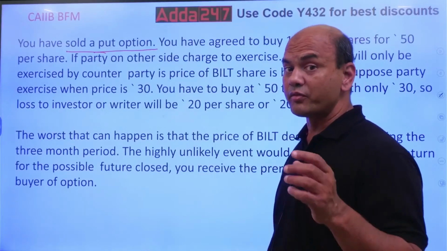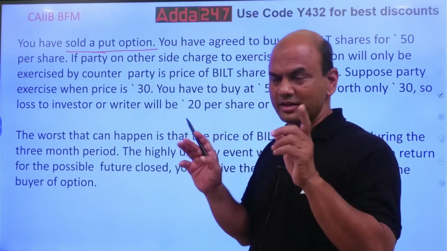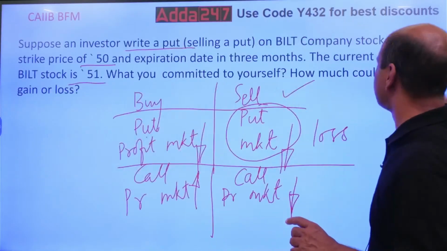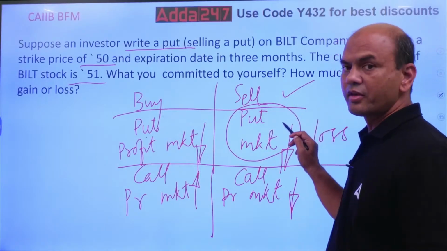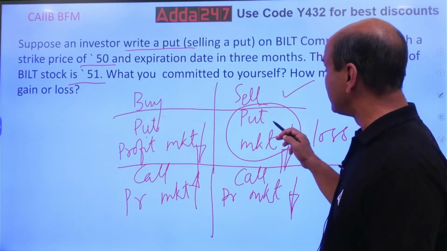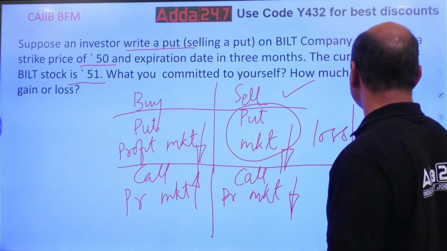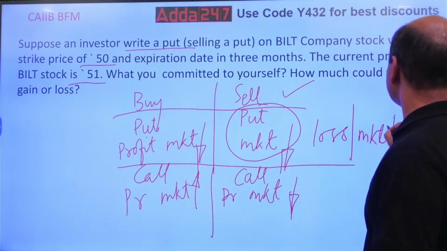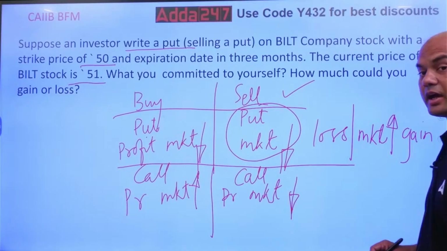Now this buyer, when will this buyer gain? Understand this clear logic. This table is very important. I am the seller of the put. When will I gain? When the market is up. When the market is up, I'll gain. I will make the profit.